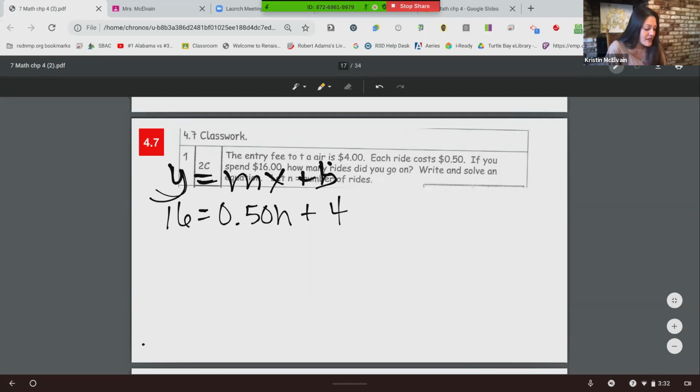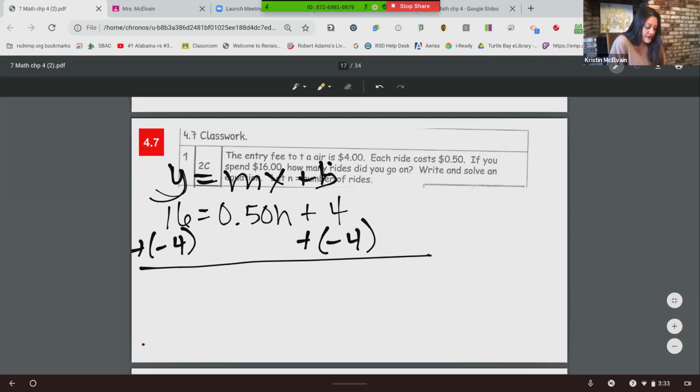That looks all right. So really this 50 cents, if we do that as m or our slope, it's going to be 1/2, and that's our rise over run. But we'll leave it as a decimal for this. All we have to do is solve for n. All right, so first thing we're going to do is add the opposite of the 4. And we have to do that to both sides.